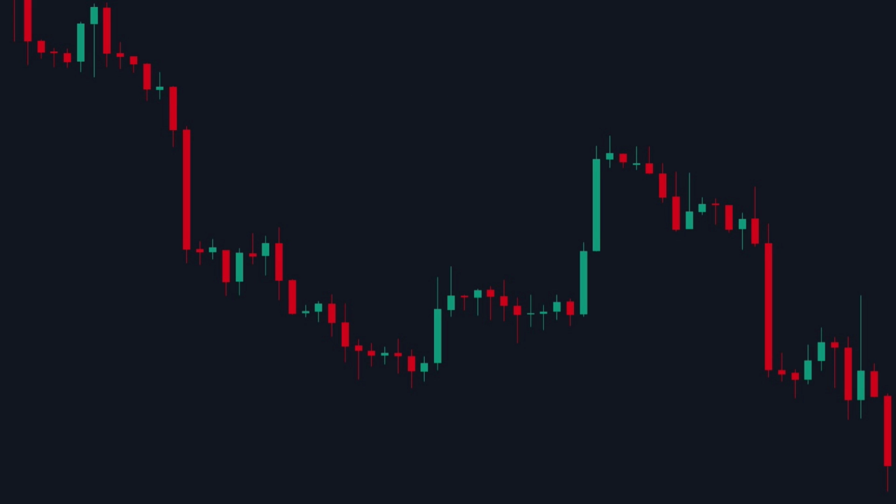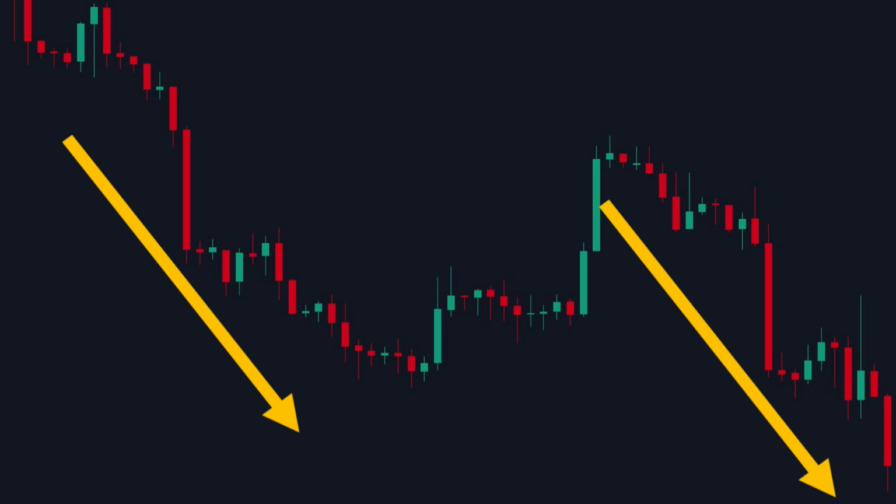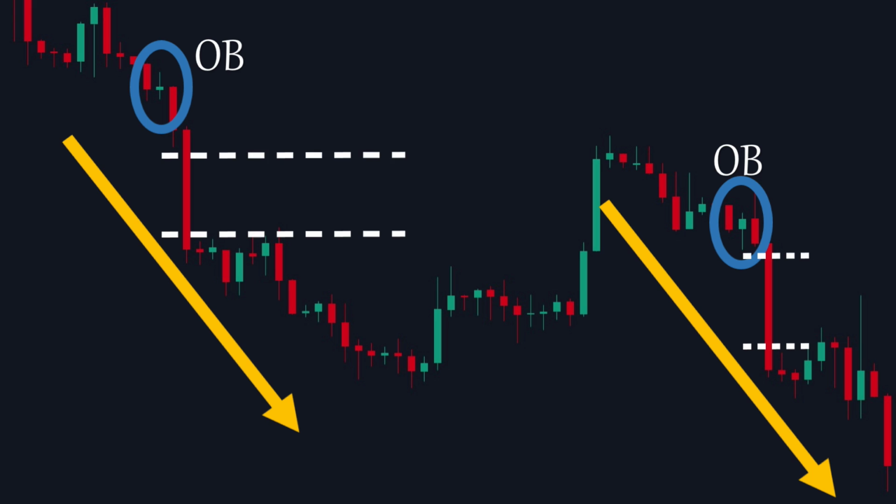To determine which area is more suitable for entry, you need to identify whether the price movement is due to an order block or an imbalance, and which one is controlling the market. Make sure to carefully examine the chart to understand when the price reacts to the order block and when it reacts to the fair value gap.